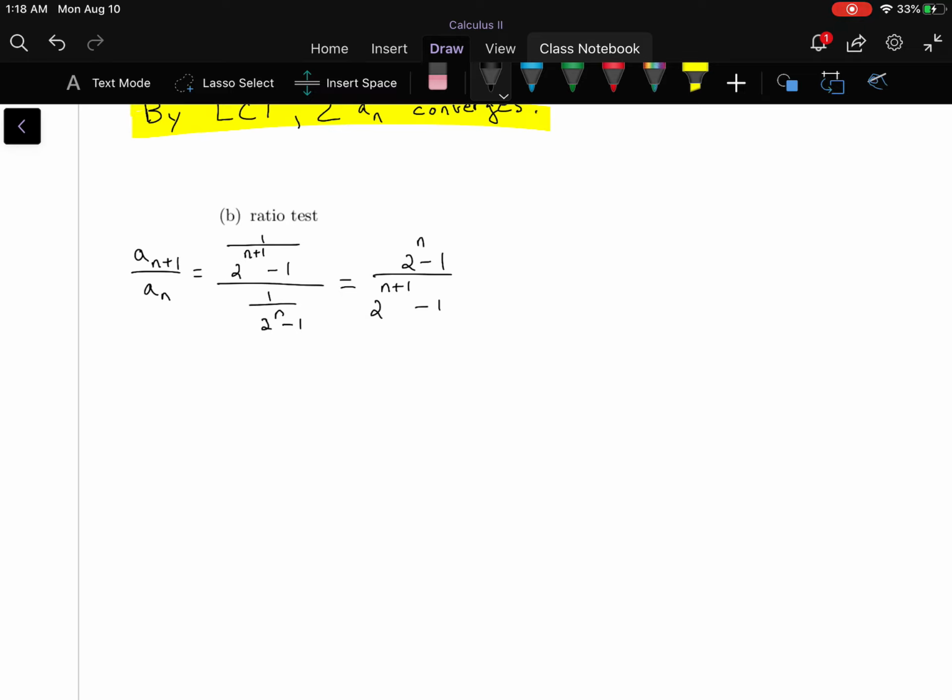I could multiply the top and bottom by 1 over 2 to the n and see if that happens to give me something more attractive. So multiplying by the equivalent of 1 is a common trick to use, and so this is going to give us 1 minus 1 over 2 to the n divided by, on the bottom, 2 minus 1 over 2 to the n.